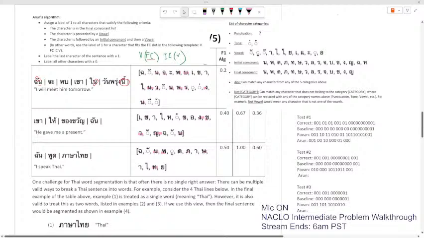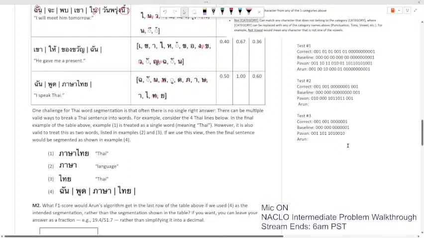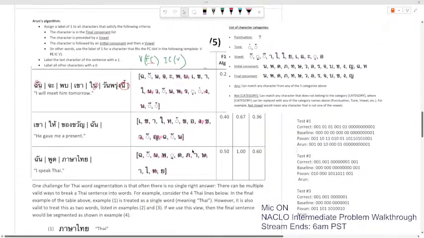1, 2, 3, 4, 5, 6, 7, 8, 9, 10, 11. Which actually ends up working. Yeah, like that's actually the final consonant. So I feel like Arun would have the highest score here. Okay, but let's calculate it.